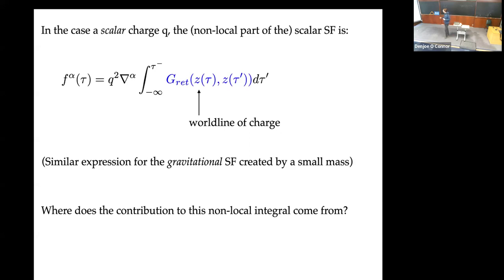I'm just going to be talking about the scalar self-force now. This is a very non-local integral: you calculate the value of the self-force at one spacetime point, and that will be due to the whole past worldline of the charge. This does not happen in flat spacetime. You do not have these non-local contributions in flat spacetime. That's a very particular feature of Kerr spacetime, as I'm going to show you now.